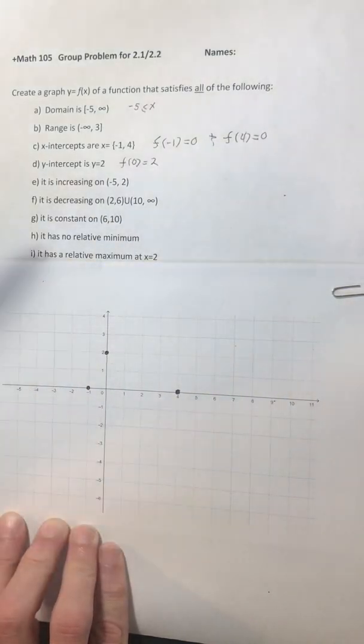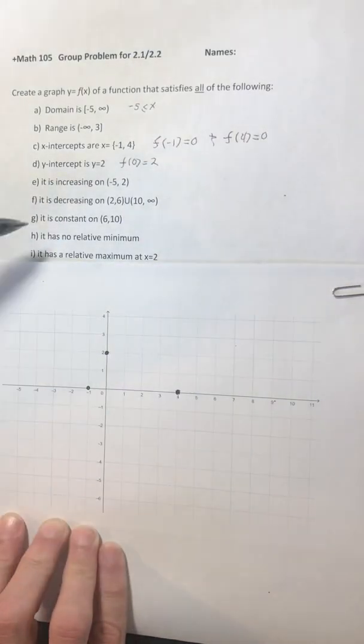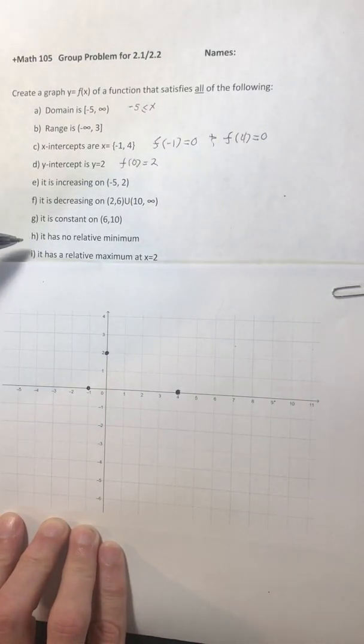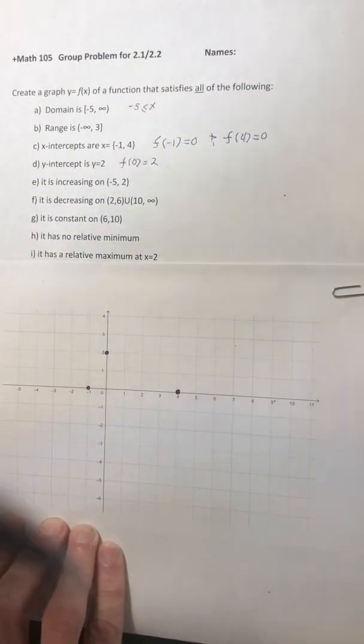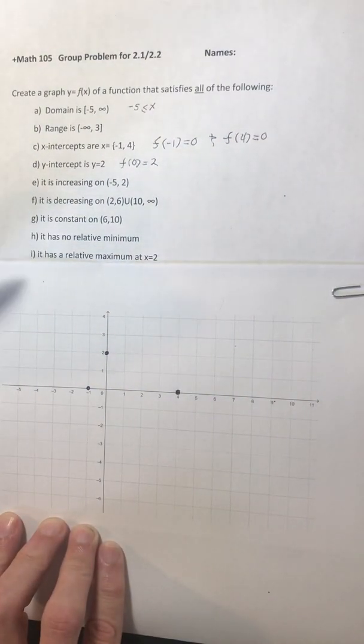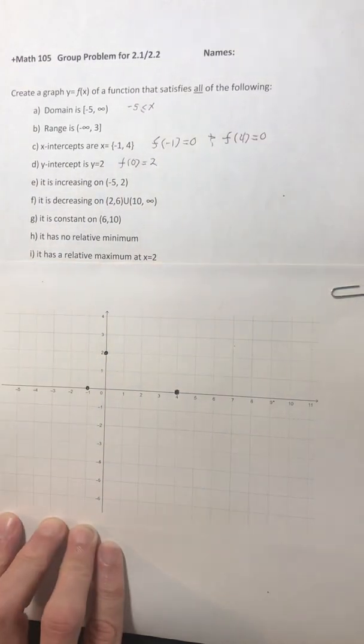Then it's going to be constant from 6 to 10. So it's going to be a flat line from 6 to 10. It has no relative minimum, so at some point there's going to be an arrow pointing down. And it does have a relative maximum at x equals 2. So notice that whatever I pick for 2, that's going to be the max.